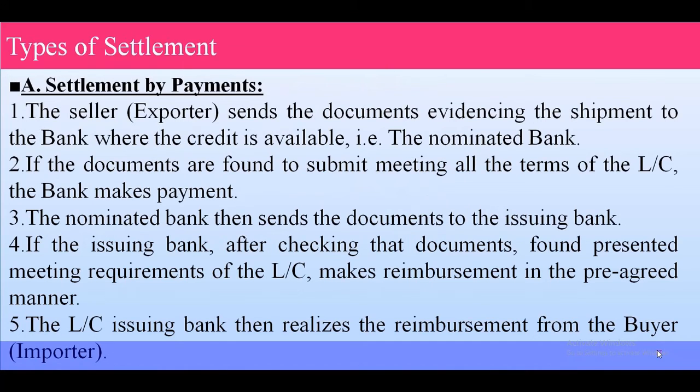Types of settlement. A. Settlement by payment. 1. The seller, exporter, sends the documents evidencing the shipment to the bank where the credit is available, i.e. the nominated bank. 2. If the documents are found to be submitted meeting all the terms of the letter of credit, the bank makes payment. 3. The nominated bank then sends the documents to the issuing bank. 4. If the issuing bank, after checking the documents, finds them presented meeting requirements of the letter of credit, it makes reimbursement in the pre-agreed manner. 5. The letter of credit issuing bank then realizes the reimbursement from the buyer, importer.